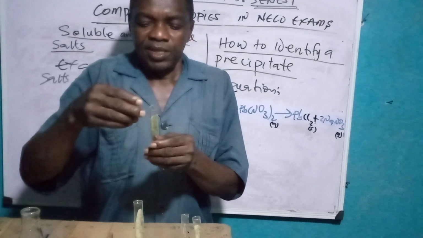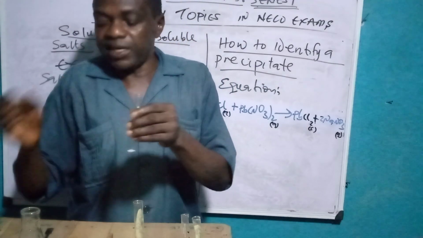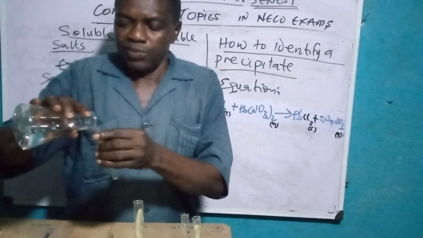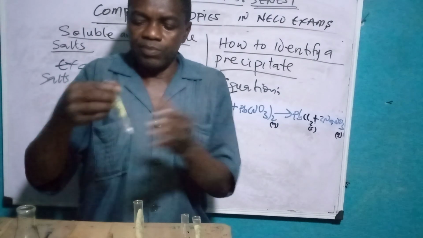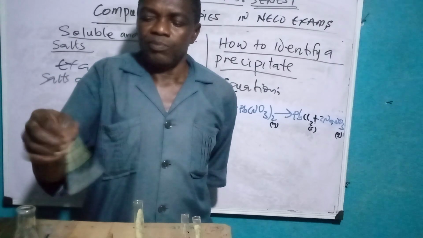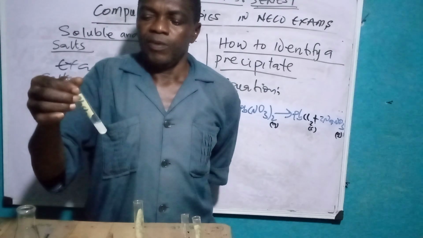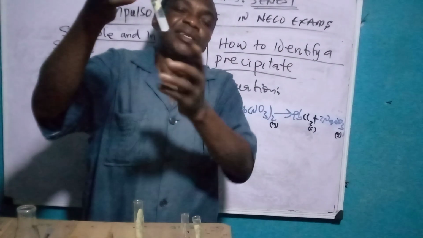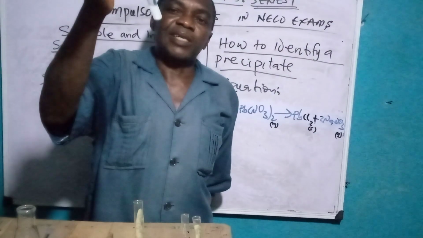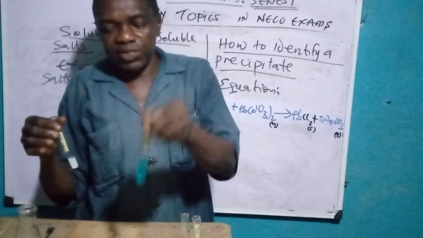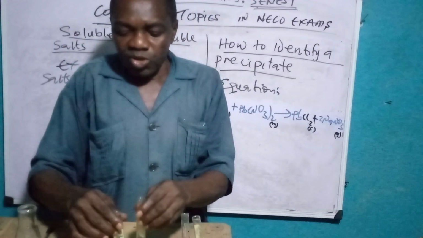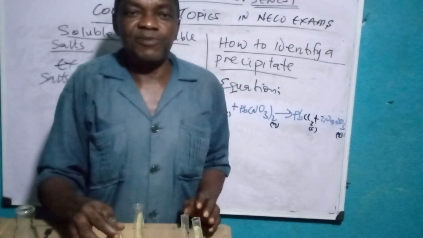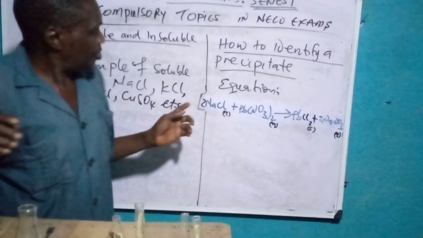This one is lead 2 chloride. Let's see. Look at it. No matter how we shake it, it will never dissolve. The particles scatter, then they come back. This is a soluble salt. This one is an insoluble salt. Soluble salt because it can dissolve in water. Insoluble salt because it cannot dissolve in water. Please don't ever forget that. That is that on soluble and insoluble salt.